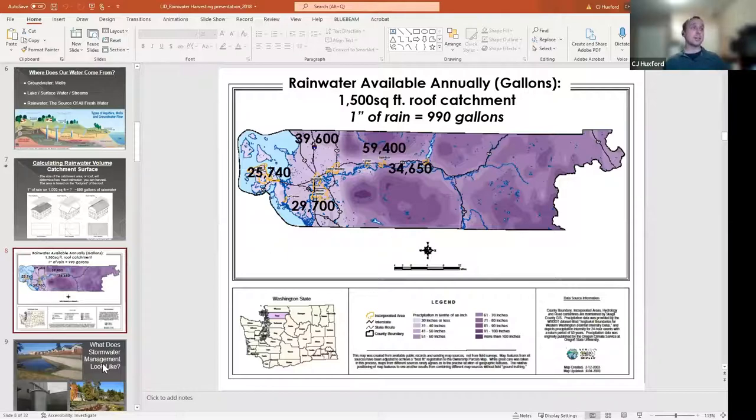So you can see that there's a significant amount of water that comes off of a roof surface. And so when we're looking at calculating the volume, we're really taking this into account, the geography.